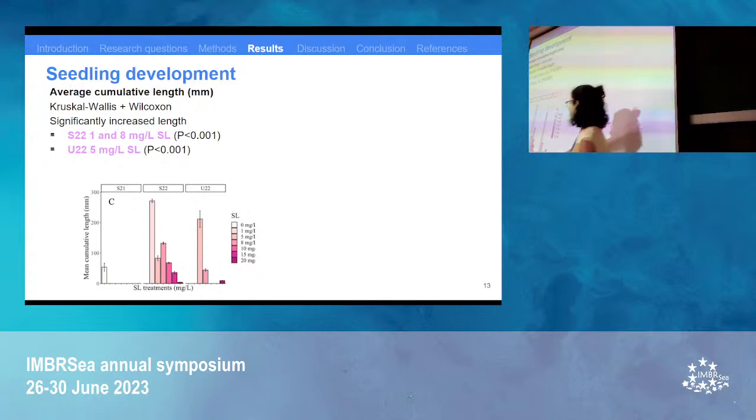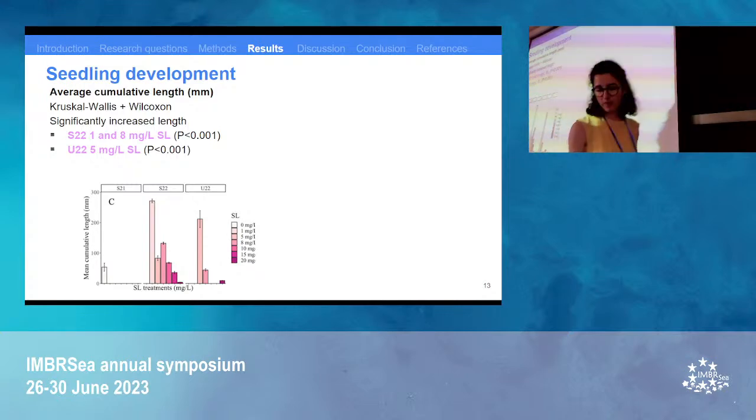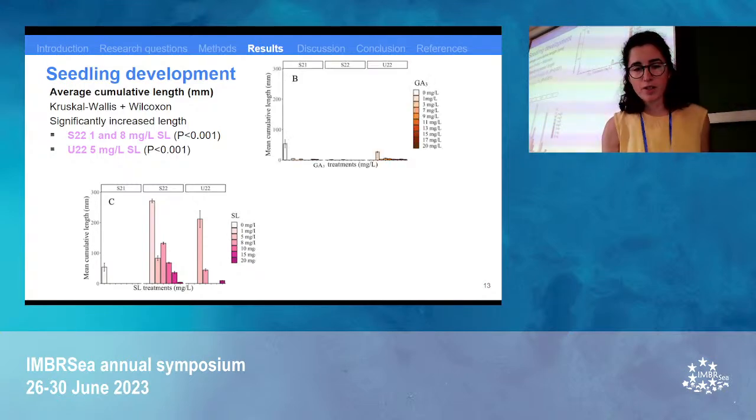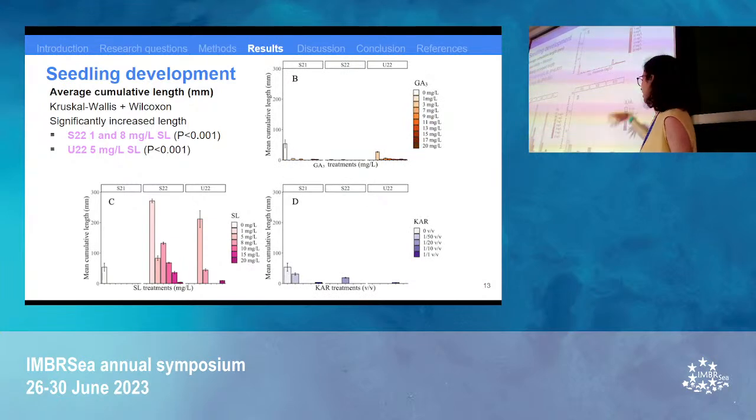You can see in the graph, again, this is the control that we always compared to. And this time we see that lower concentrations of strigolactone have way higher cumulative lengths compared to the control. And similar to the slide I showed you before, GA and karrikin didn't have much effect in the matter.